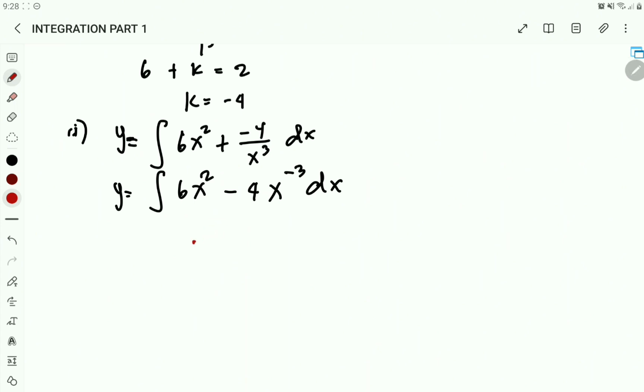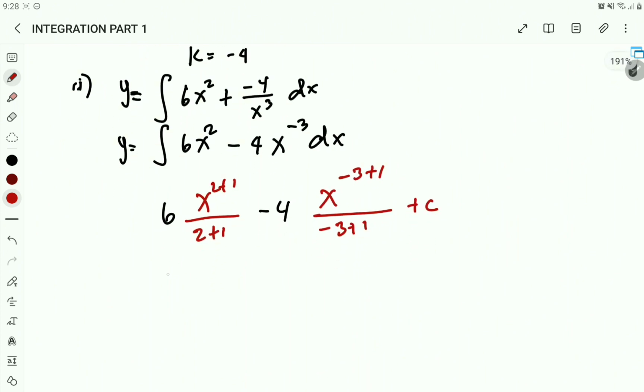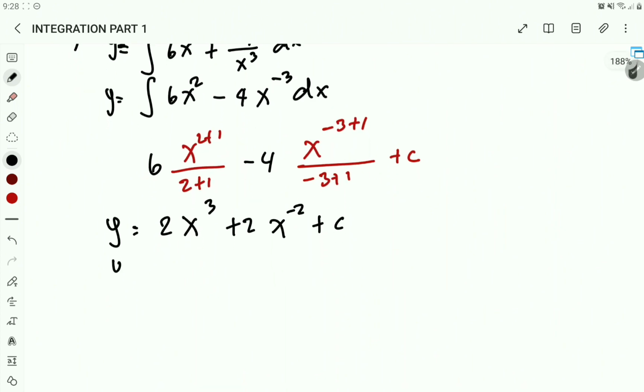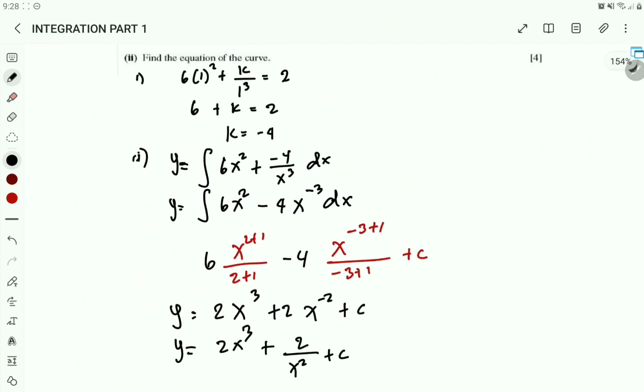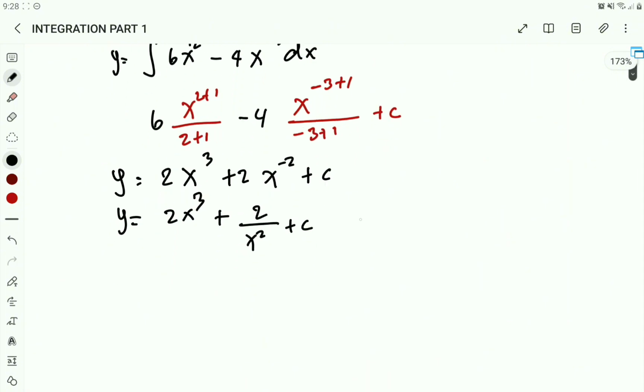So this is x to the 2 plus 1 over 2 plus 1, multiplied by the 6, minus 4, and then you integrate x to the negative 3 plus 1 over negative 3 plus 1 plus c. This is equal to 6x cubed divided by 3, so 2x cubed, and negative 4 over negative 2 is positive 2, x to the negative 2 plus c. That is your y, which we can rewrite as 2x cubed plus 2 over x squared plus c.